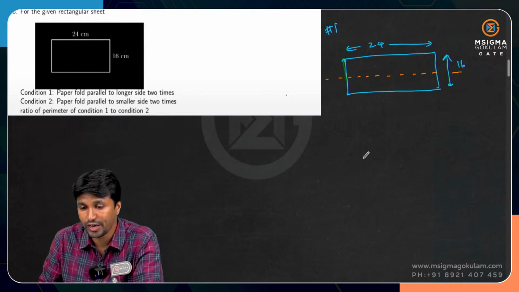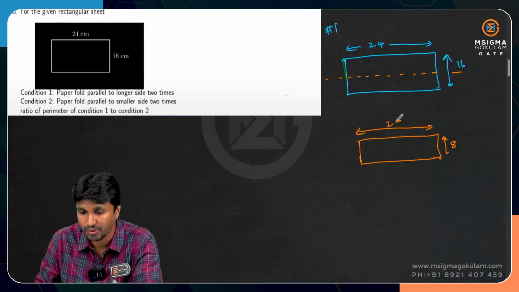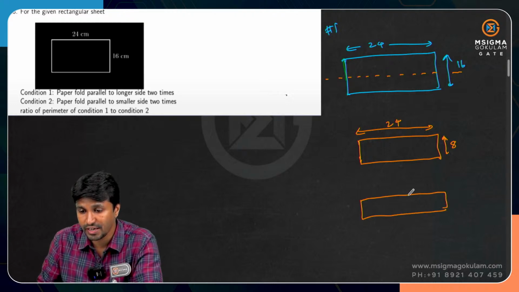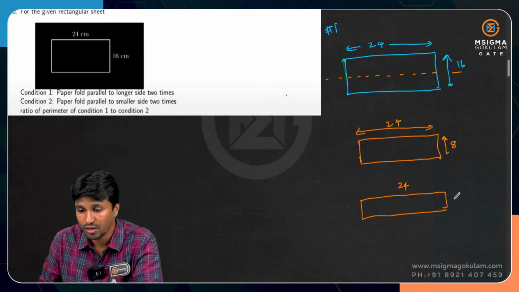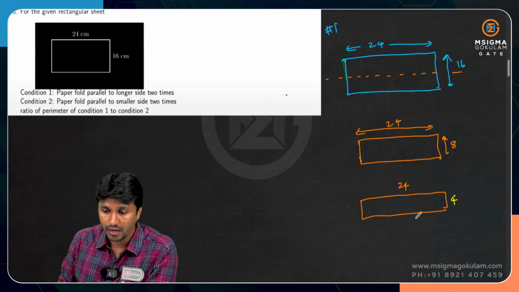So when you fold it once, what happens to this length? It becomes 8, and this remains as it is, which is 24 itself. You have to fold it 2 times. So when you fold it once again, this length remains the same, and this becomes half. Half of 8 is nothing but 4. So this is the first case.